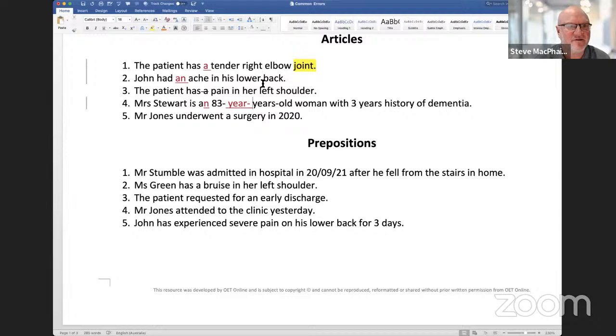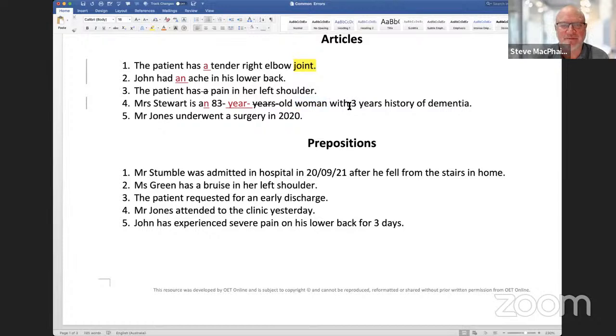Is an 83-year-old, and we remove this. So just remember that we can say she is 83 years old. We're describing her. She's 83 years old. As soon as you put the noun on the end, it's functioning as an adjective. We're describing a woman, an 83-year-old woman, and we don't pluralize adjectives. So it's an important one to remember.